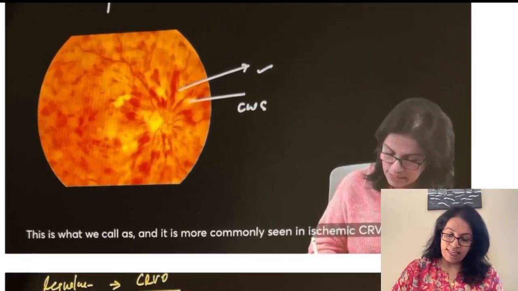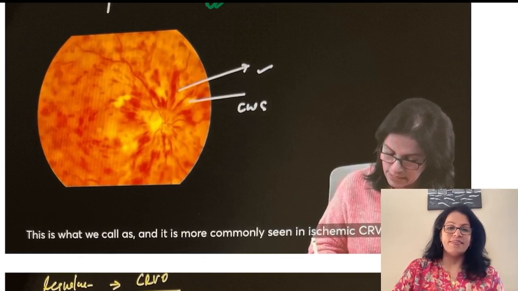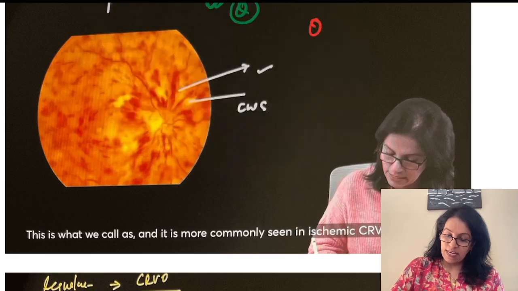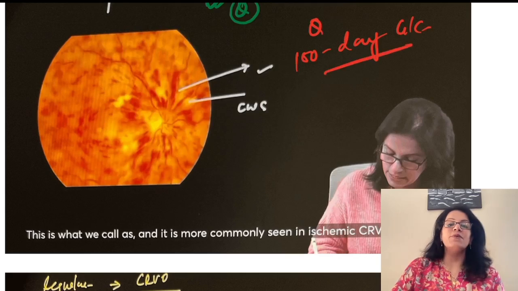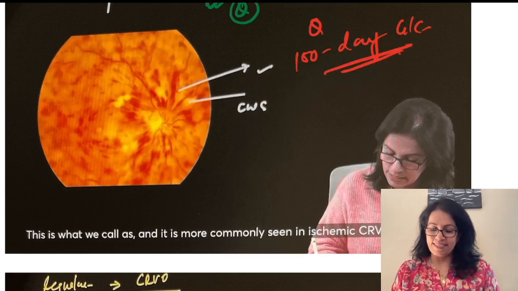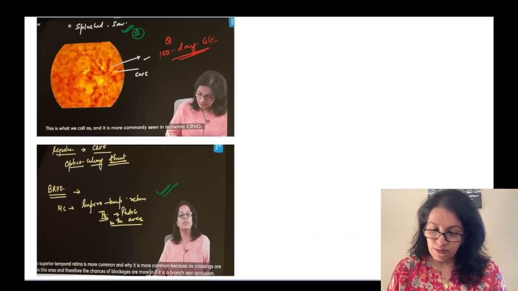And what you see here is the splash sauce appearance of RVO. What was the other question on CRVO? If we are talking about the splash sauce appearance, this is 100-day glaucoma, right? Which is nothing but neovascular glaucoma occurring after 100 days. Come to the next question.